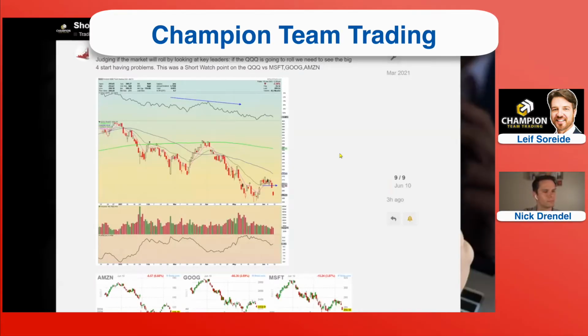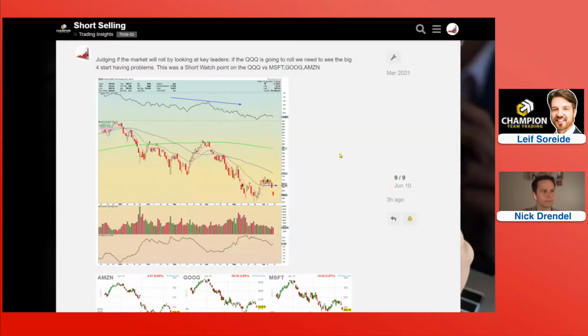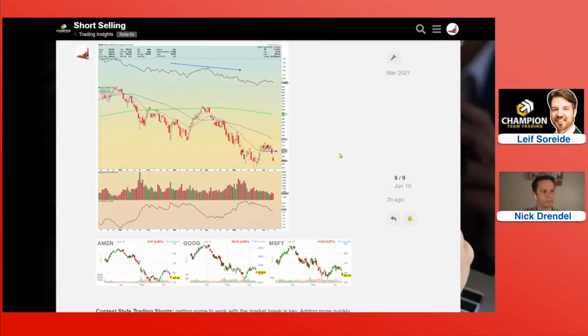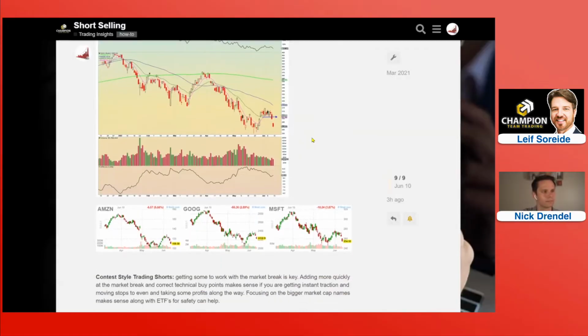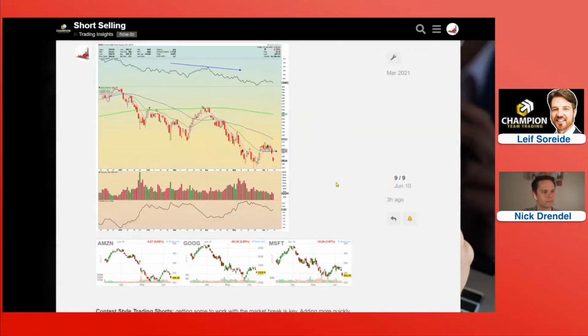Something from the platform I just put up here is judging whether the market is going to roll at this last roll. It rolled at the 200-day moving average, of course, and on the Qs, the 100. With Amazon, Google, Microsoft, you want to look at the underlying and see how they're acting. They got a little wedged up and stuck with this roll, and there's not a lot of interest or volume in that roll spot. Just some erratic action.